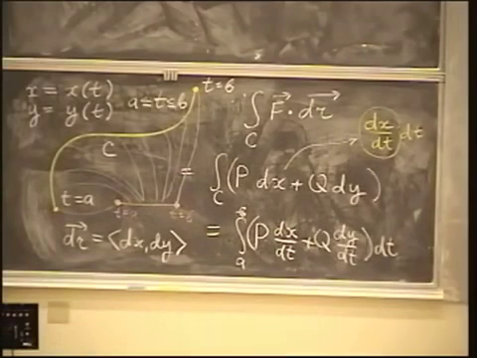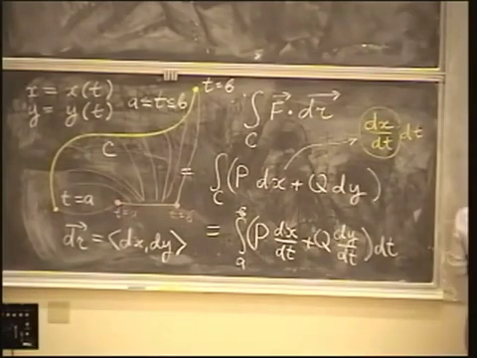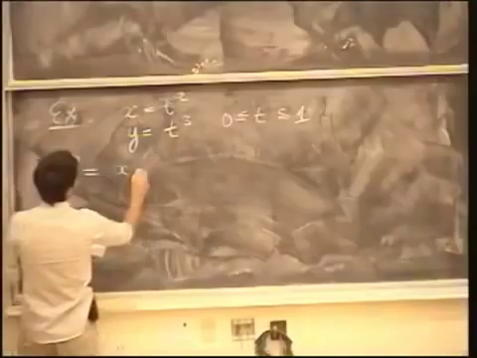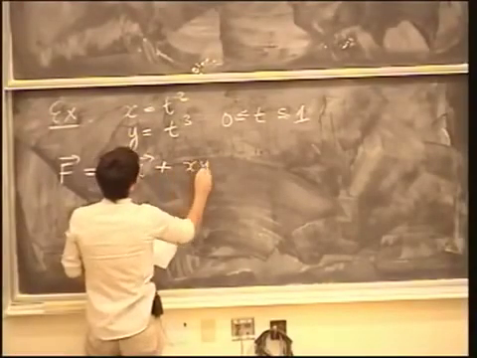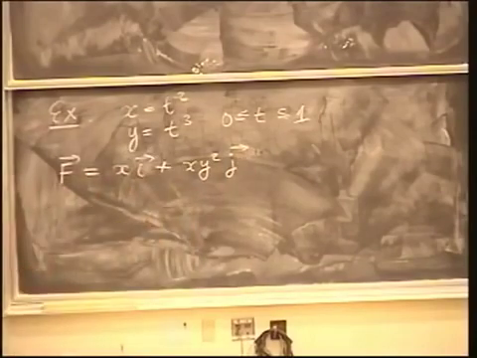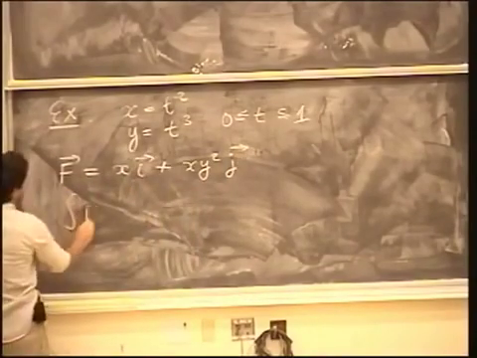So example, let's say you have a curve in which x is equal to t squared and y is equal to t cubed. Okay, and so that's the curve, and t goes from 0 to 1, and then you have a vector field which is, let's just say, x times i plus x y squared times j. Doesn't matter. Just to illustrate this. Okay, so in this case, what is the line integral?